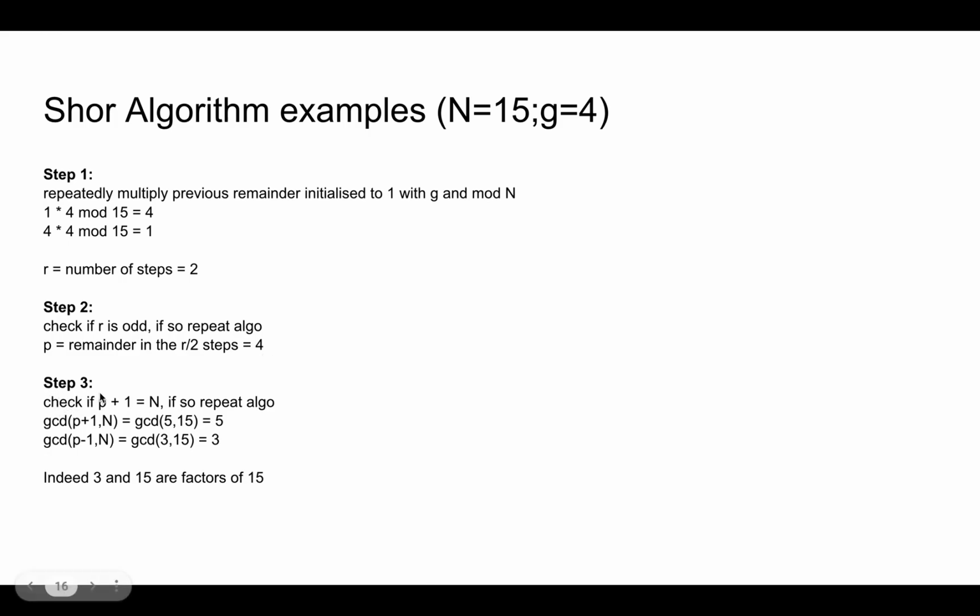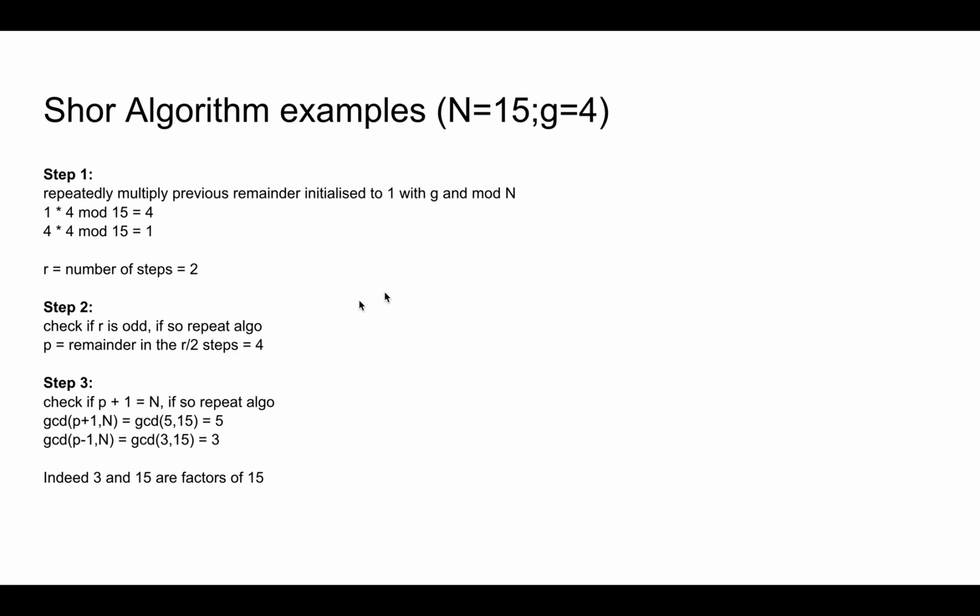Anyways, step 3 states that we check if p plus 1 equals n. In this case, p is defined by r over 2, the remainder in r over 2 steps, so it's defined to be 4. 4 plus 1 is clearly not n, which is 15. But if p plus 1 equals n, which can occur sometimes, then we need to repeat the algorithm again.